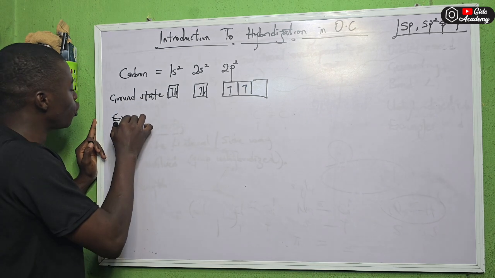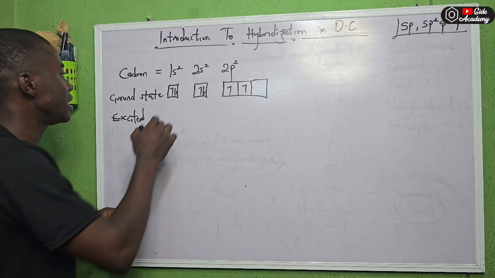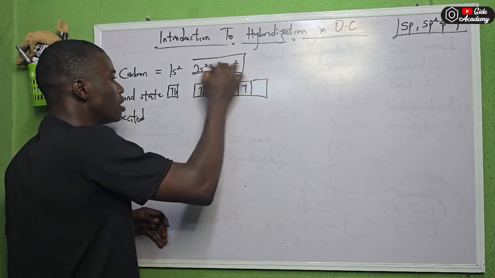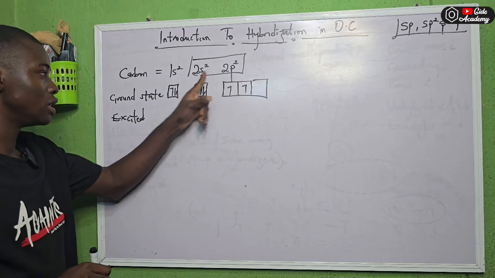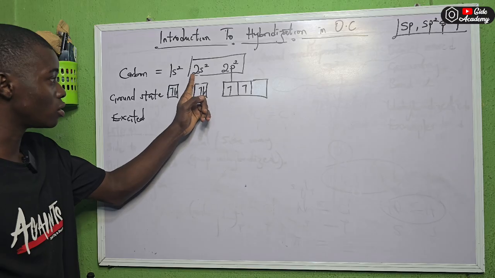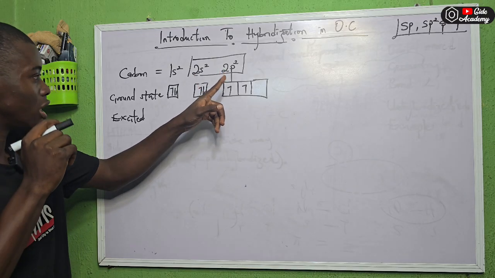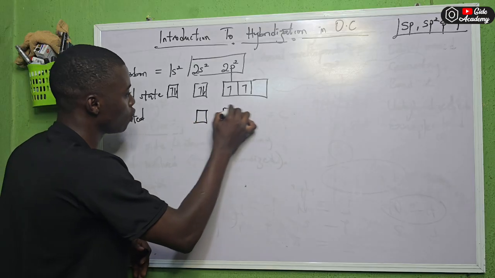So let me show you, before you can hybridize, there is need for you to get to the excited state. And the excited state is usually between these two orbitals. Why? This is one energy level, it is the lower energy level. This is the same energy level. This is the second energy level. This is also the second energy level, which is the second chair.